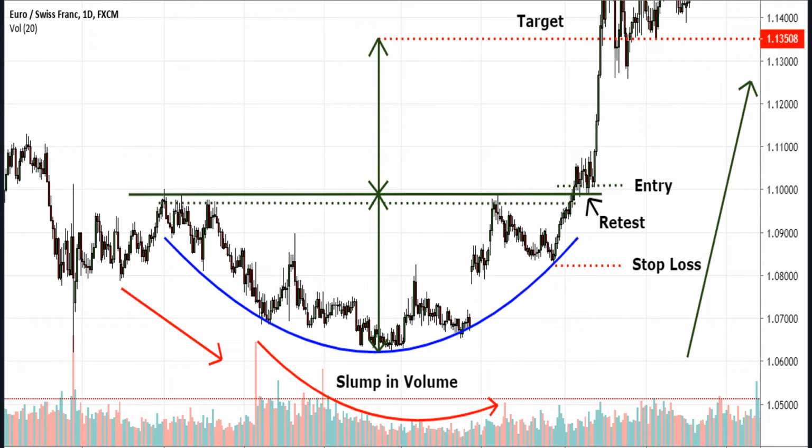A good profit target should be double the size of the rounding bottom formation, as you can see on this real world example. To measure the potential of your rounding bottom, you should first identify the neckline of the pattern, then take the distance between the neckline and the lowest point of the pattern, and then use this to find your minimum profit target.